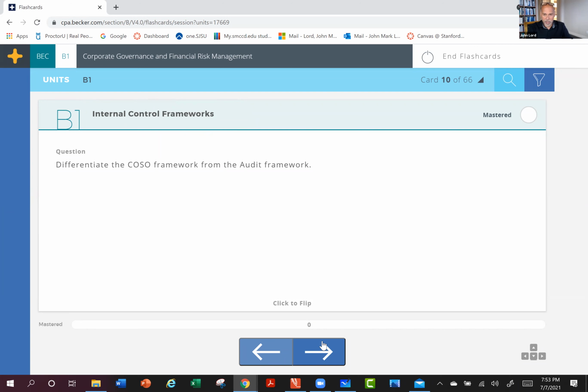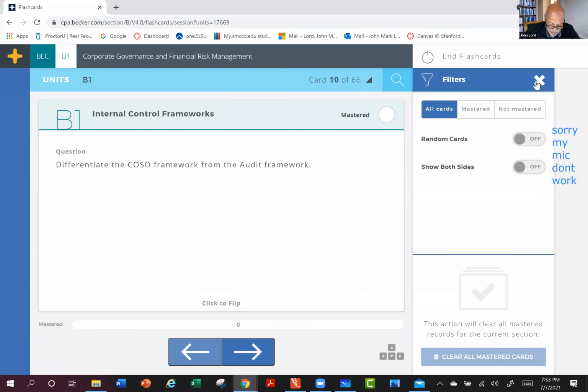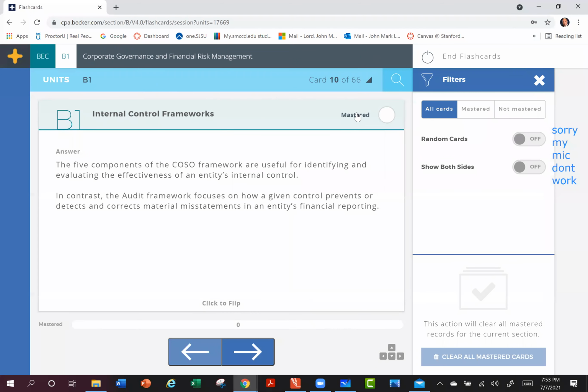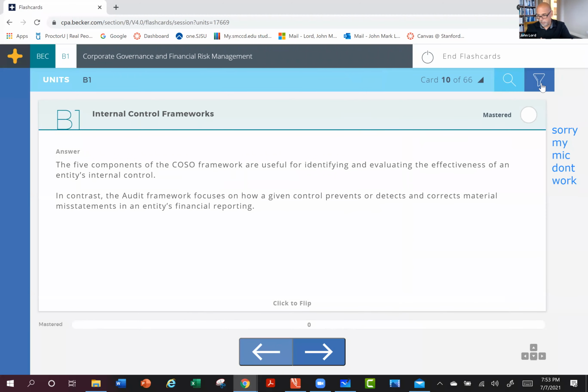Matt, is there a way to add a flashcard here? Maybe Matt's microphone was turned off because he was making marks on here. Sorry, my mic doesn't work. Okay. Is there a way to add a card? I don't think you can add a card. Okay. So you can't add them here, you'd have to add them manually.